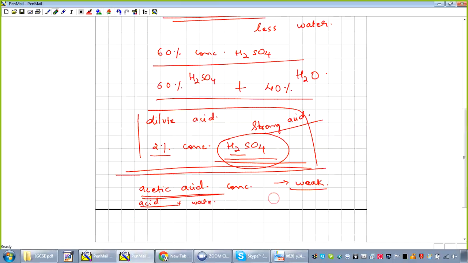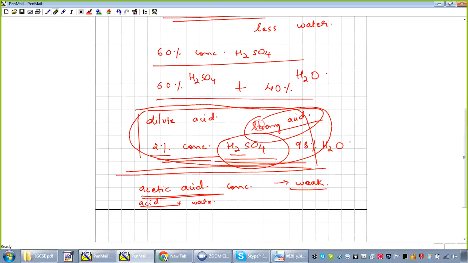If a large amount of water is present in it, then it's a dilute acid. If a less amount of water is present in it, then it's a concentrated acid. But you can have a dilute acid which is a strong acid, as in the example I have considered. This is a dilute acid because a large amount of water is present, 98% water. Still, it is a strong acid because it is a mineral acid. What if there's 50% acid and 50% water? Then you can say it's a medium concentrated acid.